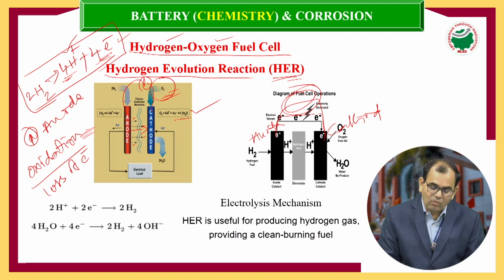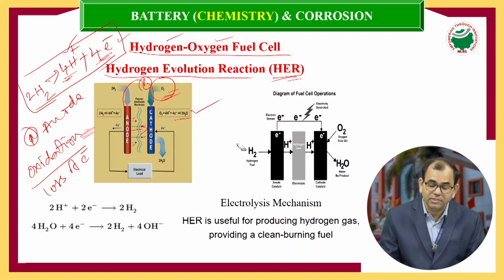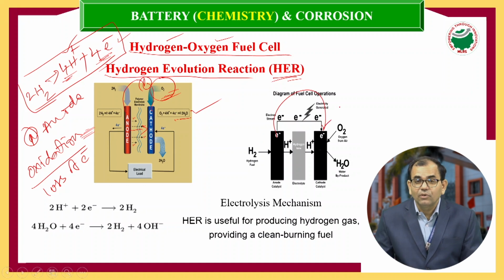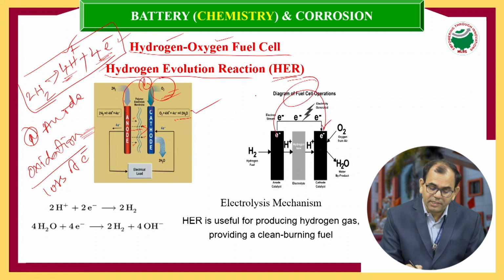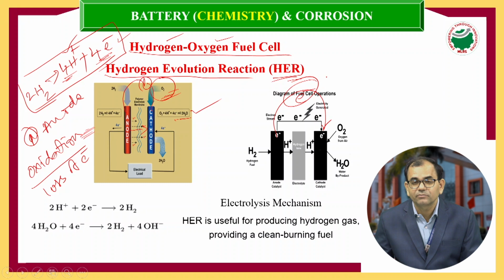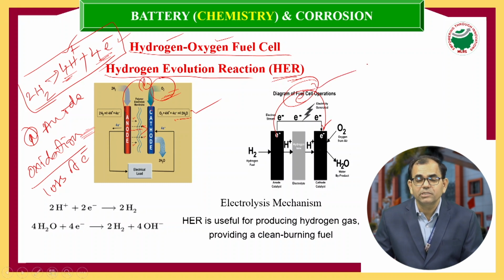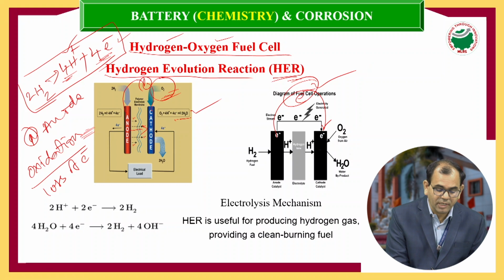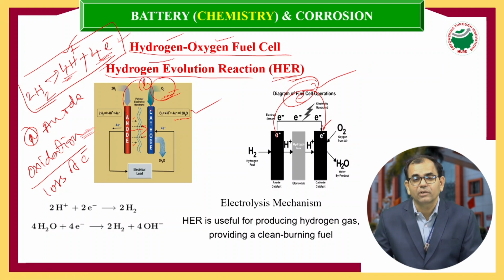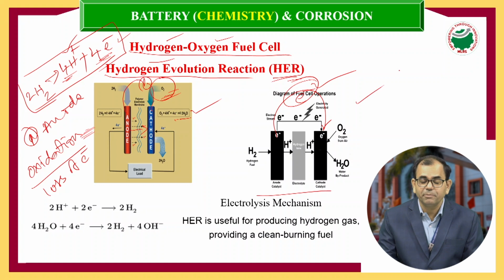What's happening? Whatever electrons are ejected at the anode reach the cathode. While reaching the cathode, they make a circuit, and that circuit helps us with energy evolution. That is nothing but hydrogen energy evolution. So this is the basic principle of the hydrogen oxygen fuel cell.